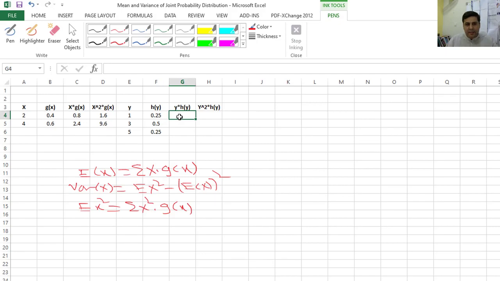Similarly for y, we will also calculate y into hy. So the random variable y is equal to 1 into its respective probability, which is 0.25. Similarly, you need to drag it down. When you drag it down, automatically this means 3 multiplied by 0.5, and this means 5 multiplied by 0.25. Now we want to calculate y square. You need to click this, take the square of this value and multiply with the respective probability. This way you will be able to calculate this.